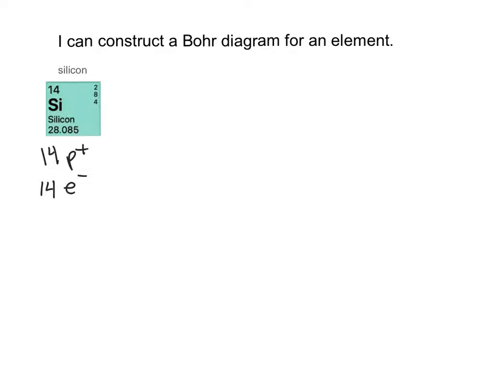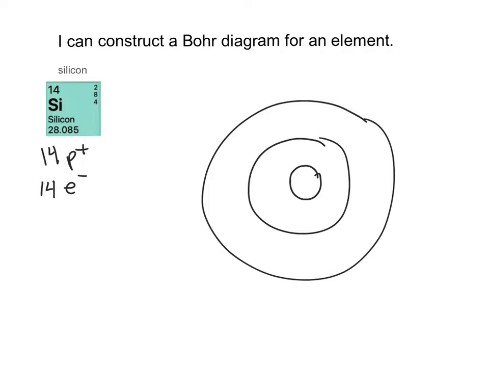So I'm going to look at my electrons today for my Bohr diagram. And I know that when I make a Bohr diagram, I'm going to need the rings to show my energy levels of where the electrons go. So I know that for silicon, I'm going to draw 1, 2, 3 rings to start. If I need more, I can add on more, but I'm going to start with 3 right here.